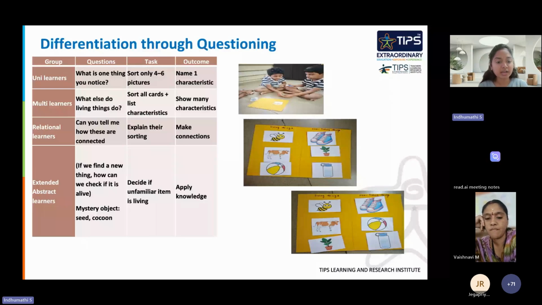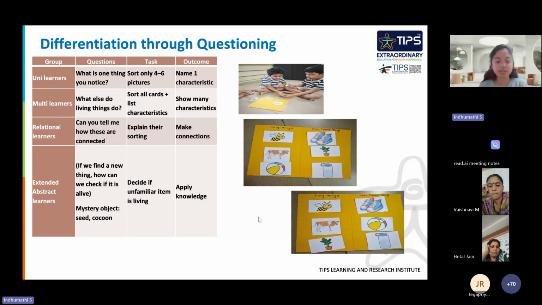Okay, now we can ask how these are connected. If he is able to explain why these belong to living things and why these belong to non-living things, then he is showing the relational level. And for the extended abstract, we can provide him with any unfamiliar object, for example a seed or a cocoon. He can apply his knowledge to identify whether that new object is a living or a non-living thing.